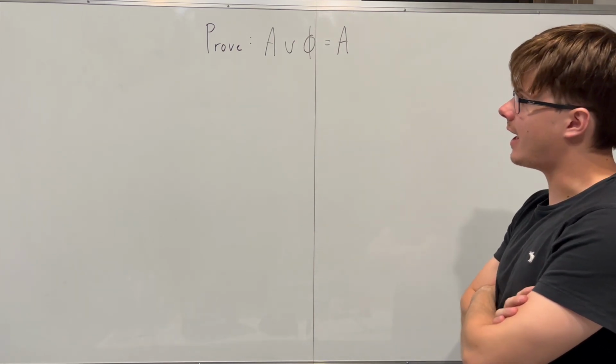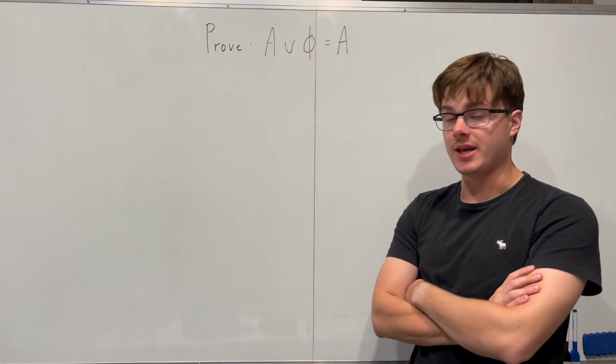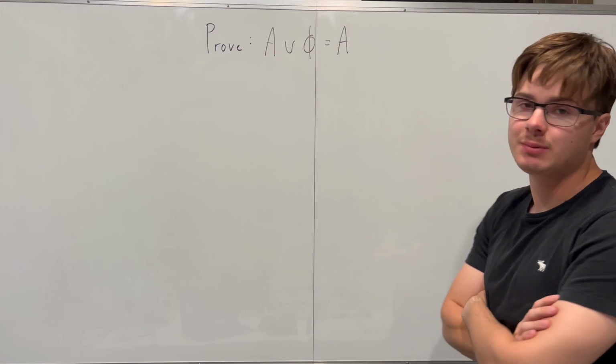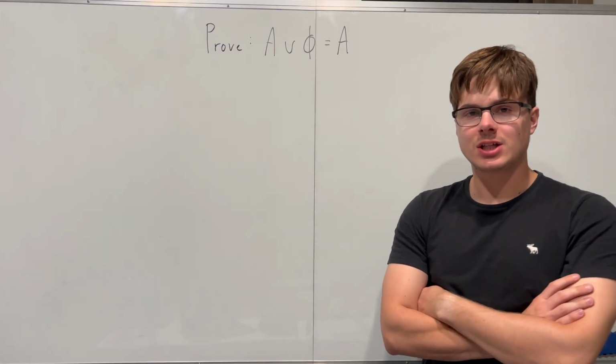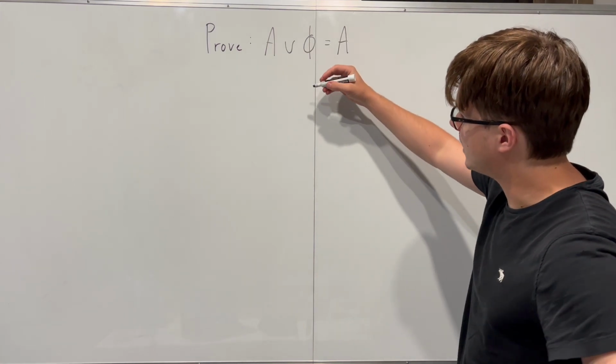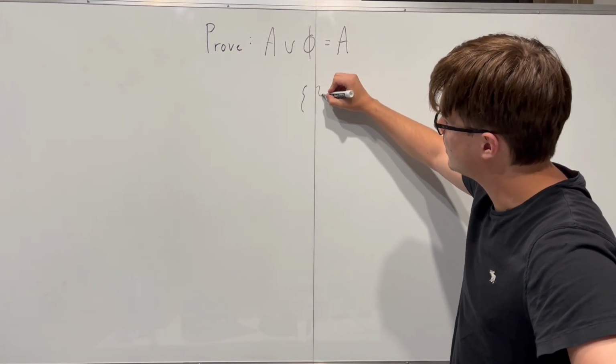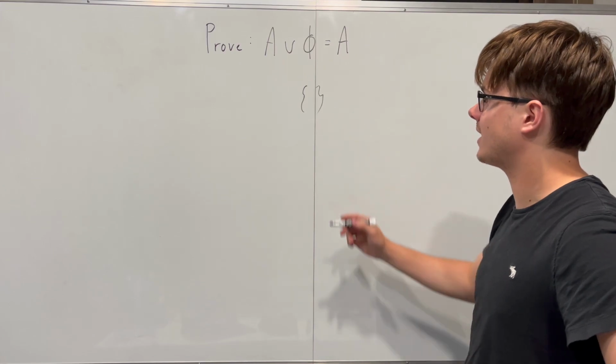So is it true that any set A unioned with the empty set is going to be the same as just taking the set A? What is the empty set? Let's quickly remind ourselves what that is. The empty set is simply a set containing nothing, right? These are our squiggly brackets, they contain nothing.